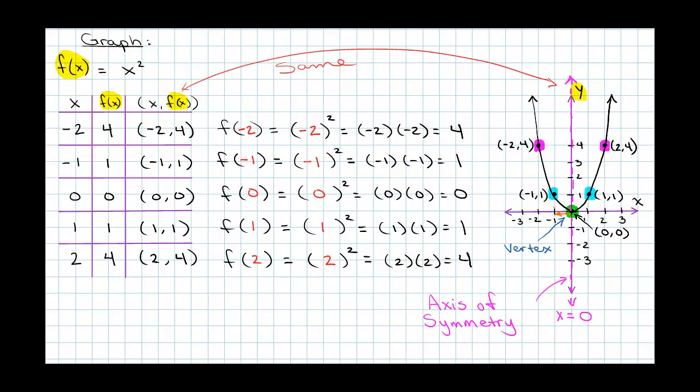Okay, I'm going to be referring to this graph right here as the parent graph in future videos. I'm going to be referring to it a lot. I suggest you memorize it.